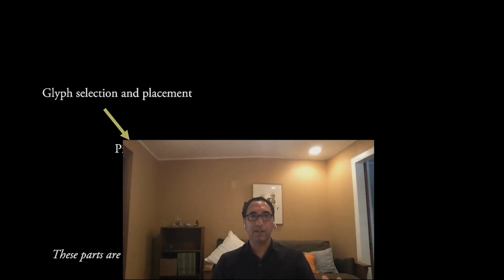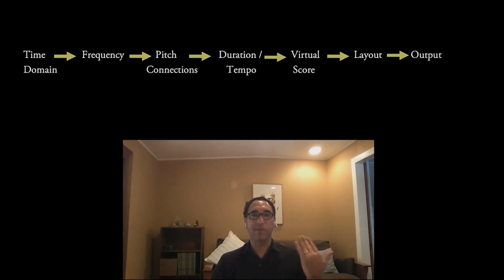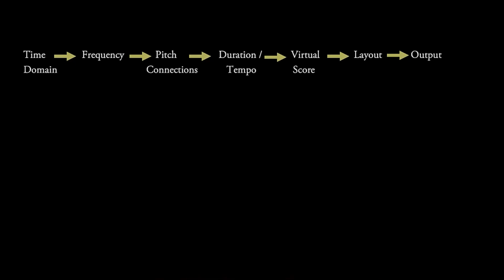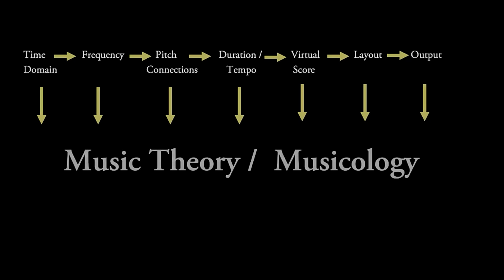So let's look again at a summary of what we have here. We move from the time domain to frequency, frequency to pitch connections. We estimate the duration and the tempo, creating full notes, create a virtual score or logical score. Some people separate these two out. Then we try to make the layout and the output. At each of these points in the process, we can involve music theory or musicology, and we can learn aspects about music theory or musicology from the data that we're getting at this point.